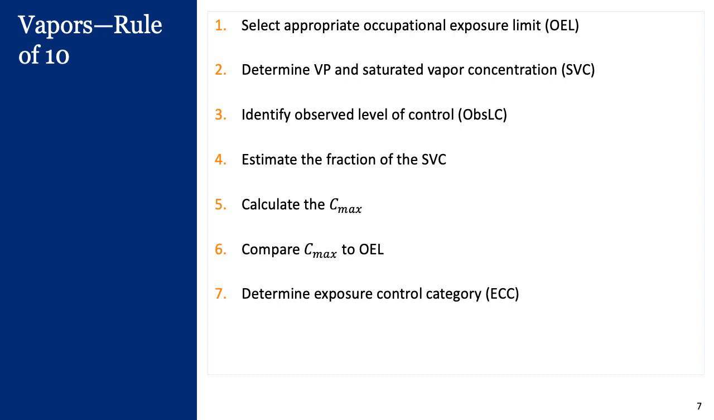We then estimate the fraction of the saturated vapor concentration based on the observed level of control, and we then calculate the maximum possible exposure concentration that the worker might encounter. We then compare this concentration to the occupational exposure limit and determine which of the exposure control categories the concentration lies in.